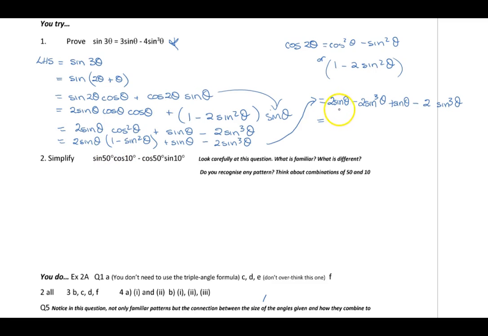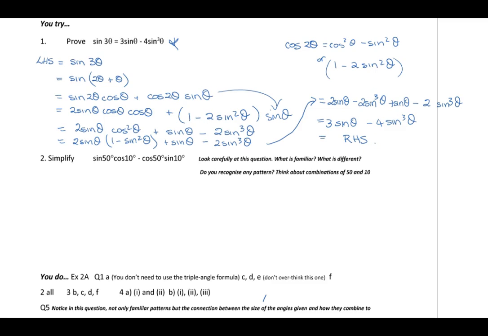Expanding the bracket, you get 2 sine theta minus 2 sine cubes, so that's giving me my additional 2 sine cubes that I needed. Another sine theta and minus 2. Group together your like terms. So 2 sine thetas plus another one is your 3 sine theta. And minus 2 and minus 2 is minus 4 sine cubed theta, which is the right hand side.